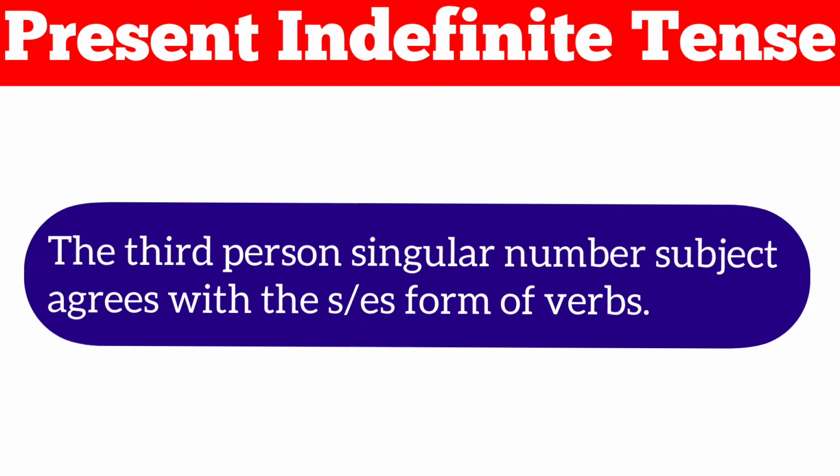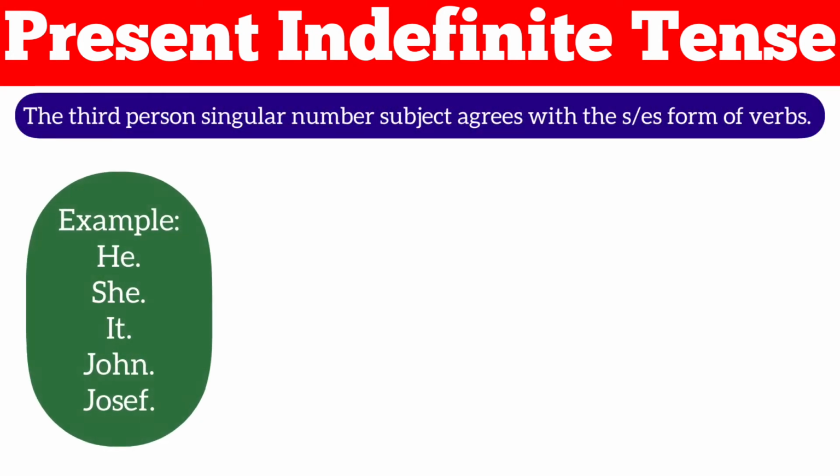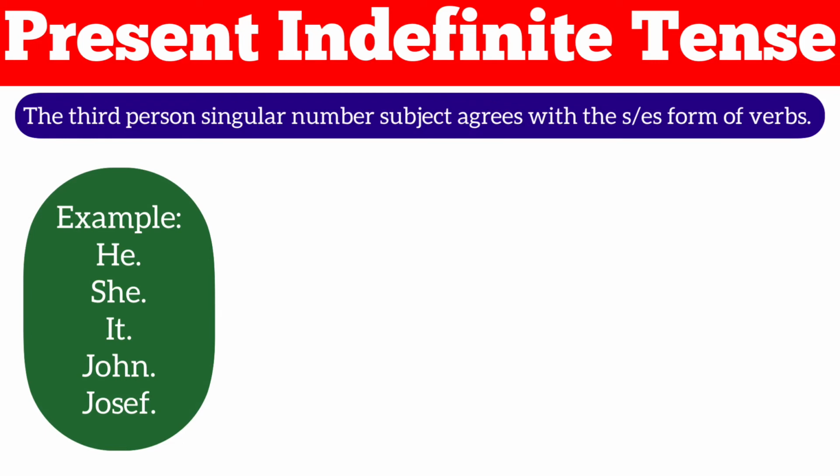The third person singular number subject agrees with the S or ES form of verbs. So sometimes you notice that the verb in the present indefinite tense takes S or ES form when the subject is a singular number subject and is third person. For example, he, she, it, or John or Joseph. These are the examples of third person singular number subjects. Okay, let's see some example sentences.